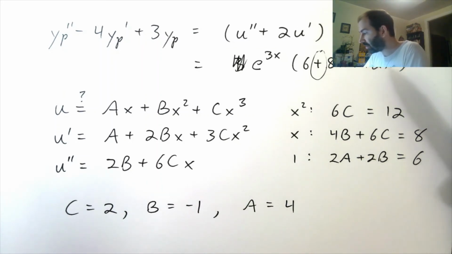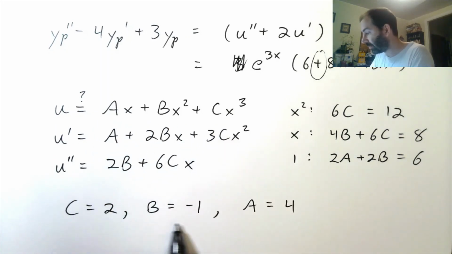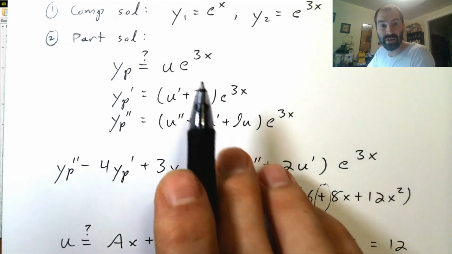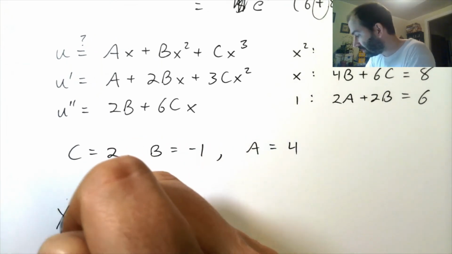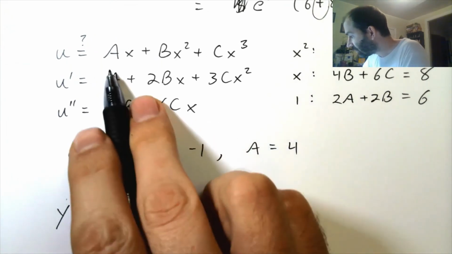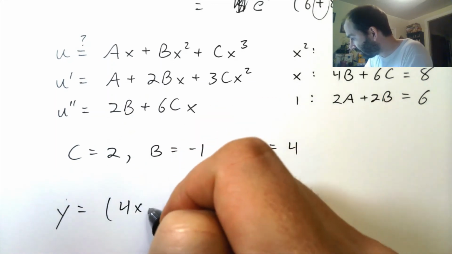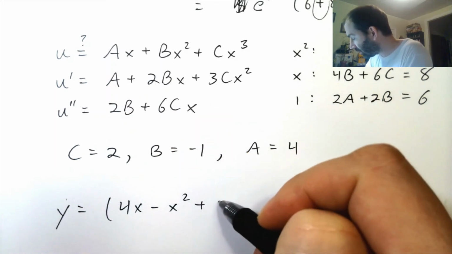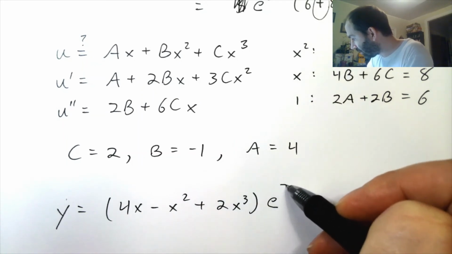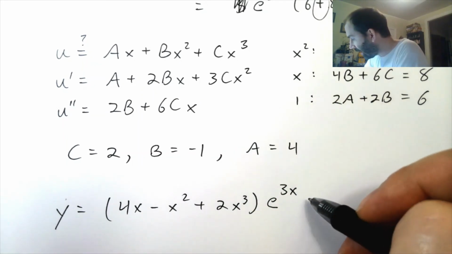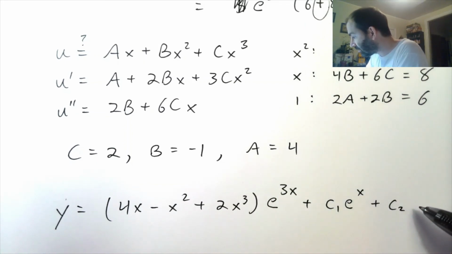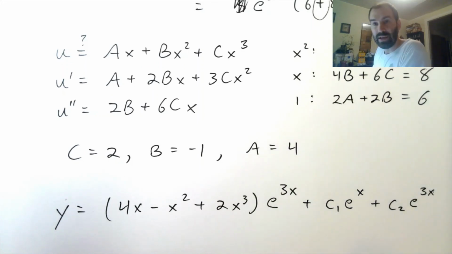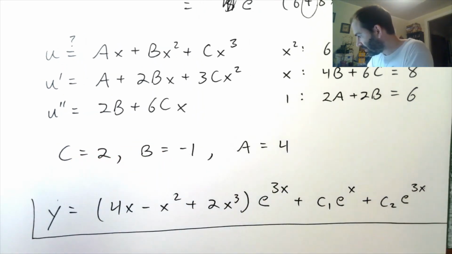And so we have our function u, and we know our particular solution is going to be this polynomial with these numbers plugged in, multiplied by e to the 3x. And so we're going to use that in our general solution. So let's do that. I'm going to get 4x minus x squared plus 2x cubed, e to the 3x. That's my particular solution. Then add the linear combination of the complementary solutions. There it is. There's our general solution.